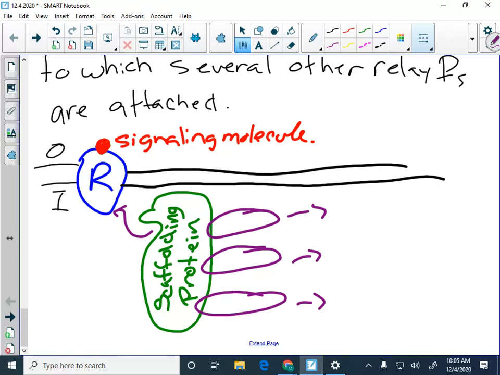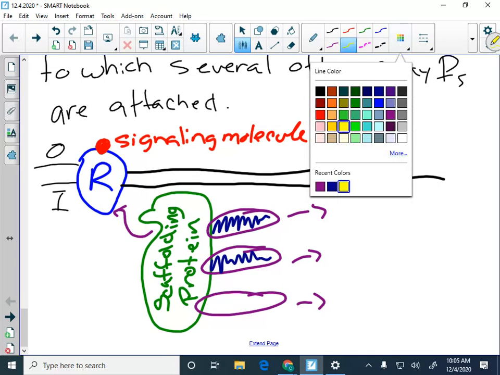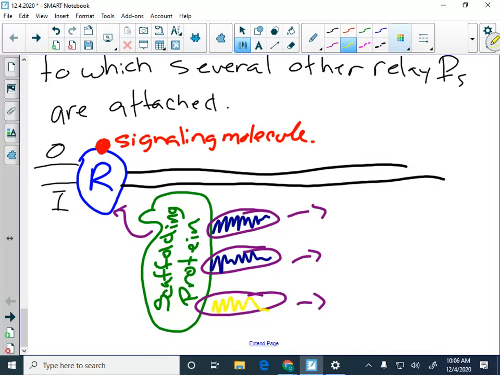But more often than not, we've got like two of the same and one completely different, or three completely different types of relay molecules on that scaffolding protein. So one signal can kick off multiple responses. Yes. Yeah. We're just going to call them relay molecules.